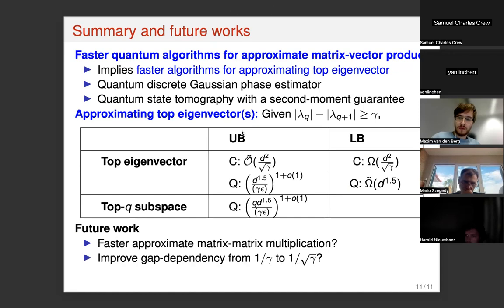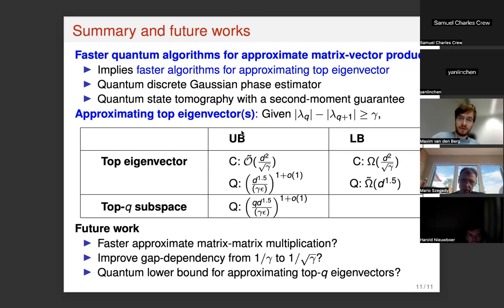And the second thing is, for the upper bound of the quantum algorithm, can we improve the gap dependency from 1 over gamma to 1 over square root of gamma? Because in the classical case, we know 1 over square root of gamma is the right dependency. And the last is, can we have a quantum lower bound for approximating the top Q eigenvectors? Like what we discussed, the quantum lower bound for approximating the top eigenvector is already quite hard. And we don't know how to adjust this for the top Q or to plug the gamma dependency into the lower bound. We are really interested in it, but we don't have good ideas right now.